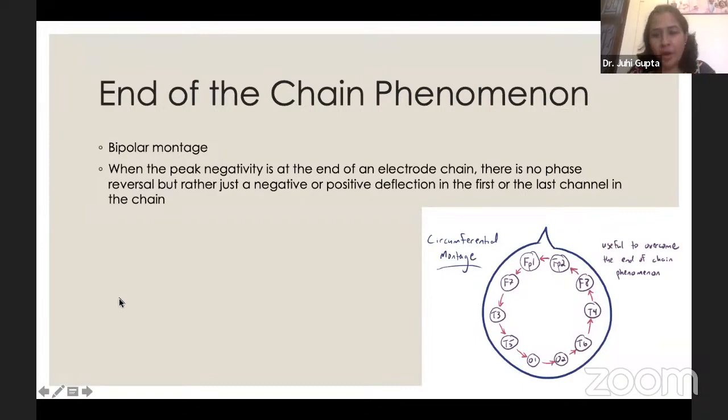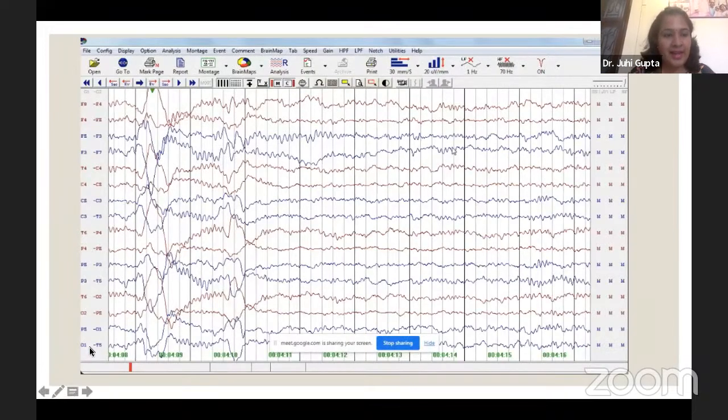So there is one phenomenon that I would like to mention with reference to bipolar montages, which is the end of chain phenomenon. We discussed that in bipolar montages, we look at phase reversal. So if the peak negativity is at the end of a chain, for example, O1 or O2, you will not see a phase reversal, but just a negative or a positive deflection, because it is not showing with reference to any other electrodes. For example, at O1, if you look at the previous slide, here O1 is with reference to T5.